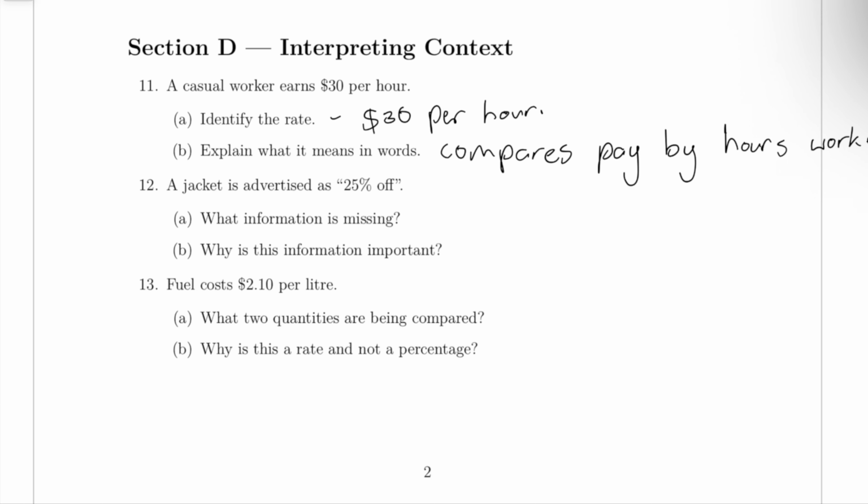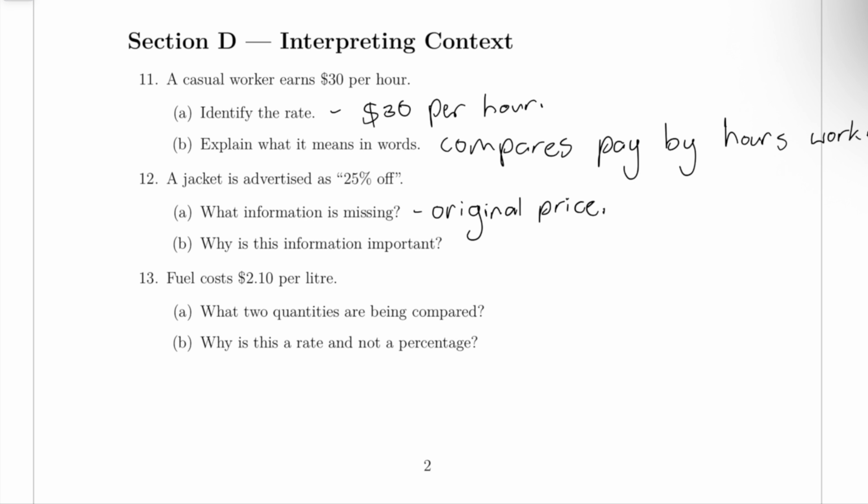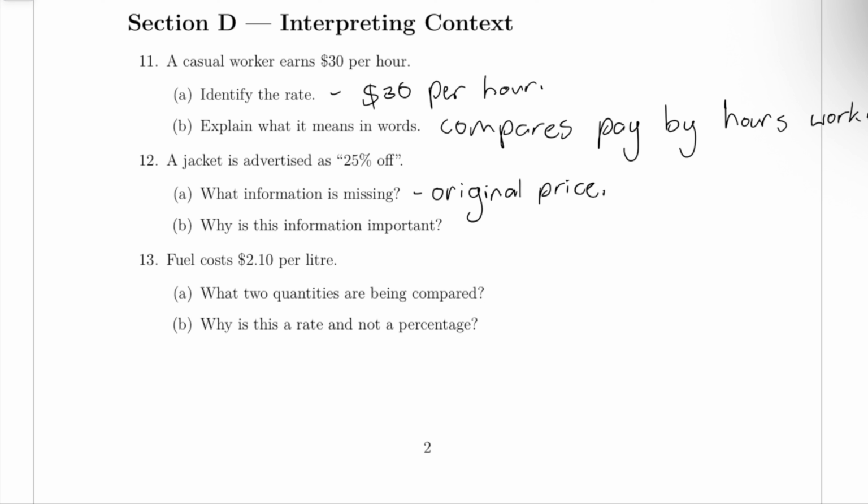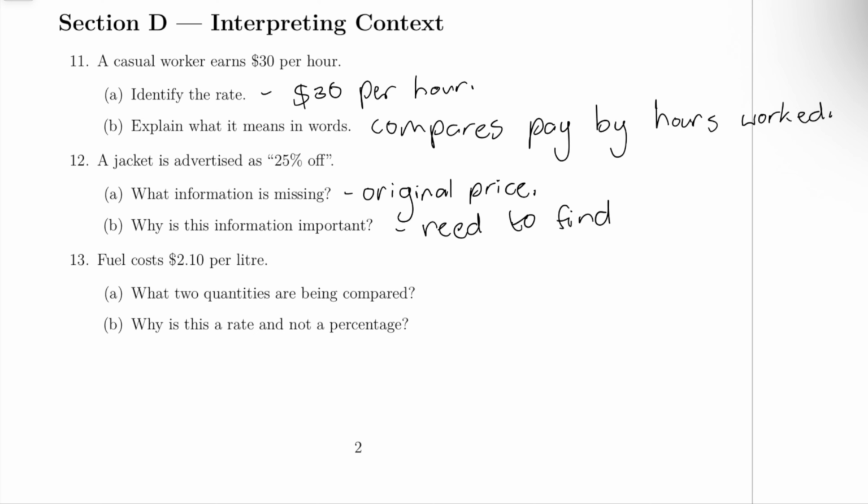Okay, so 12, a jacket is advertised as 25% off. What information is missing? The original price. B, explain why this information is important. Because you need to find the discount value. Without the original price, how are you going to know how much the discounted amount is?